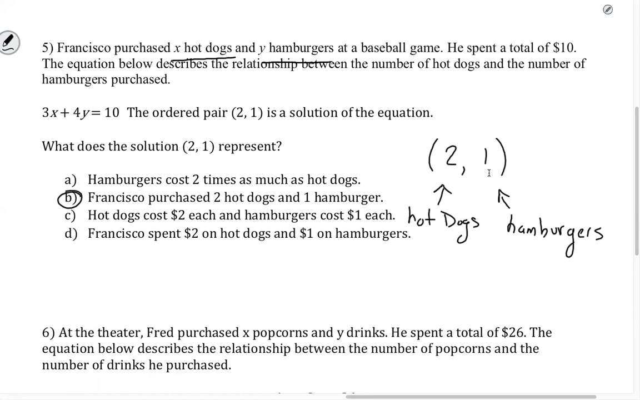Now we can think about this in actual context. Would a hot dog ever cost more than a hamburger? And the answer is no. Like in my life, I've never seen a hot dog cost more than a hamburger. So that means C's out. And then D says Francisco spent $2 on hot dogs and $1 on hamburgers. Well, no, he spent $10. So that would be $3. And then hamburgers don't cost 2 times as much as a hot dog. Okay? So it was definitely B. Nicely done, Delaney.